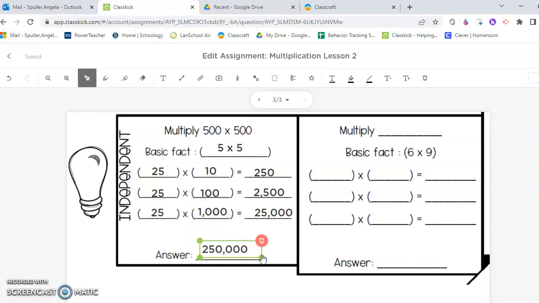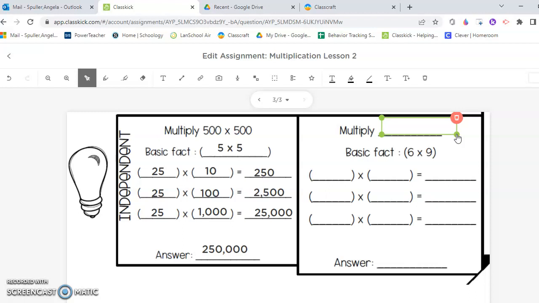250,000. Okay. Now, last time they gave us the basic fact and they gave us the answer, but they're not going to give us the answer. So guess what you get to do on this next one? You get to make up one. So whatever you want to put up here, we know it has to be 6 and 9 as part of the fact. Go ahead and make your own problem and solve it.